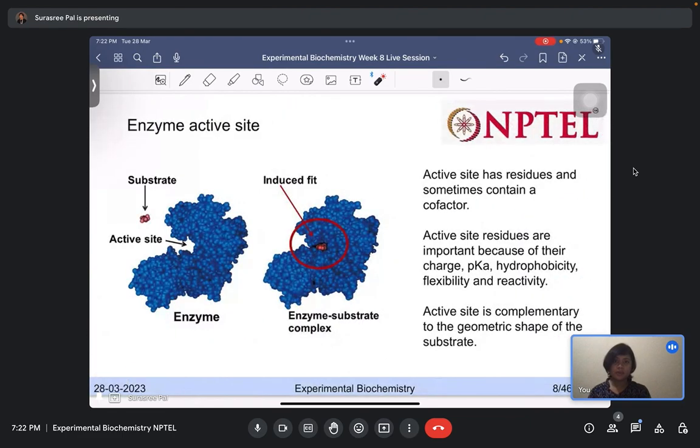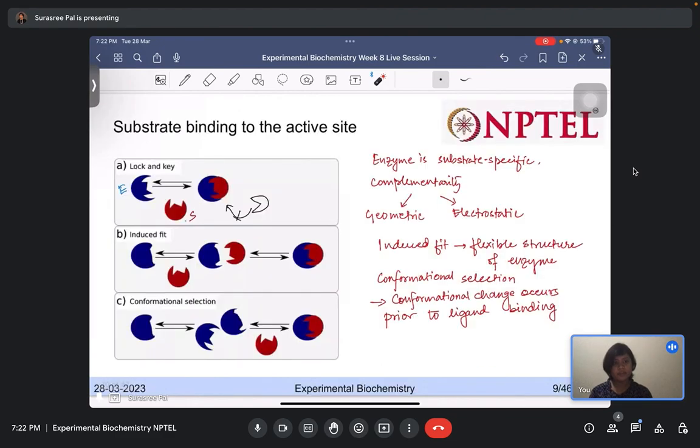We have also discussed the active site of the enzyme, and how it determines binding of the substrate. There is a complementarity between the substrate and the enzyme active site. This complementarity can be geometric and also electrostatic. The residues that line the active site of the enzyme have electrostatic interaction with the substrate. Substrate binding to the active site can be explained by three models: lock and key, induced fit model, and conformational selection model.